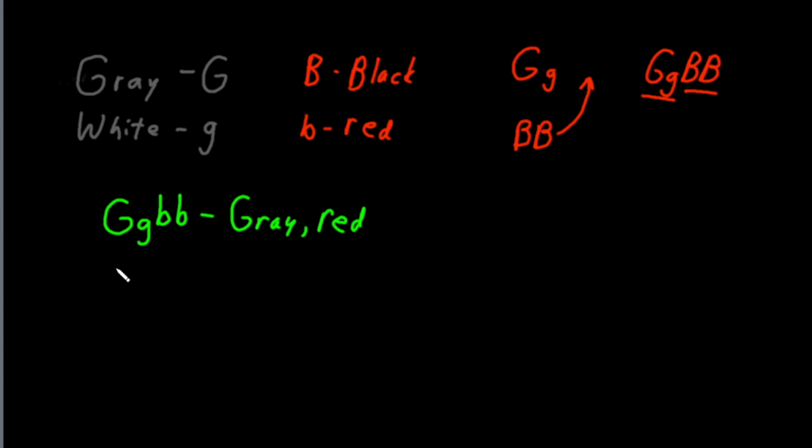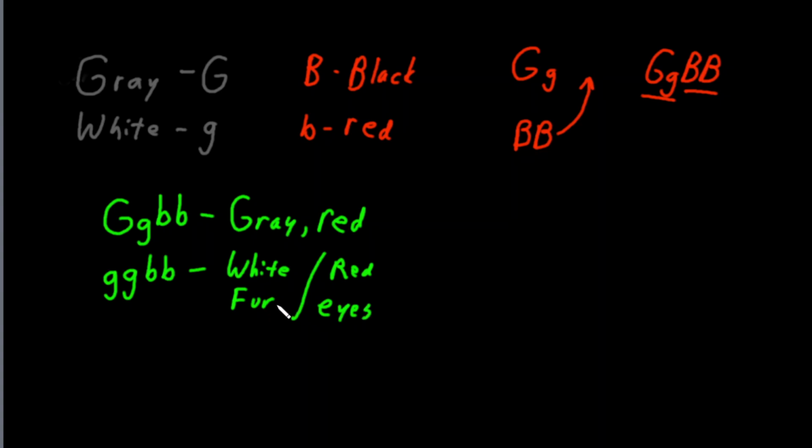Okay, let's look at the next one. The next one has little g, little g, little b, little b. In this case we have no dominant traits, only recessive alleles, and so the fur color will be white fur. And the eye color is also homozygous recessive, and so we would say red eyes. All right, and so this will be a white fur, red eye individual.